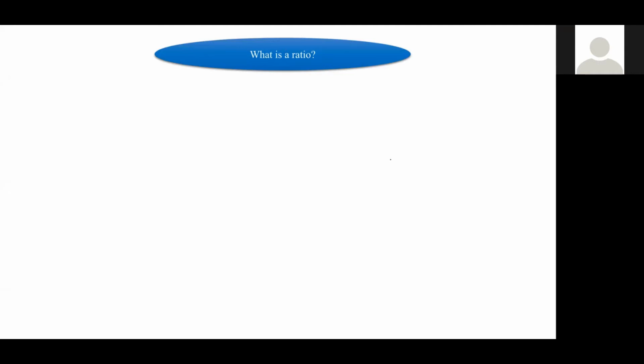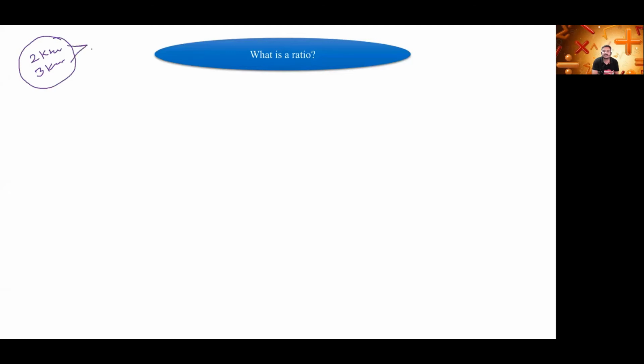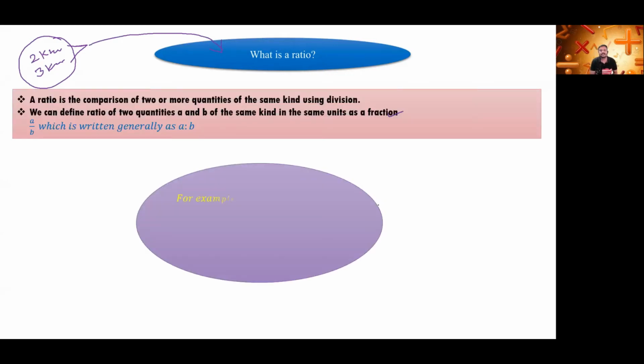So, now see. Suppose I traveled the distance of 2 kilometer. And suppose Om Jadhav traveled a distance of 3 kilometer. So the quantities are of the same kind here, so we can take the ratio. We can take the ratio to get the relationship between the distance which I traveled and the distance which Om Jadhav traveled. That relation is obtained by a ratio. We'll see the definition now. A ratio is a comparison of two or more quantities of the same kind using division.